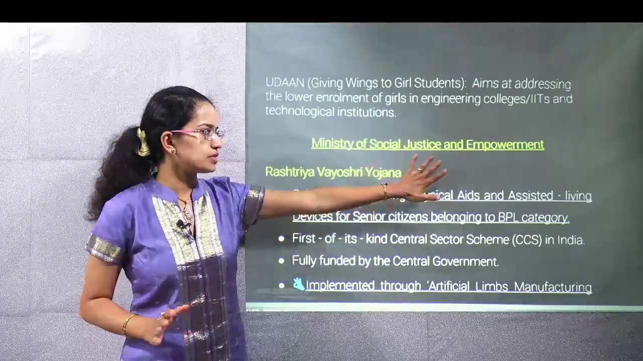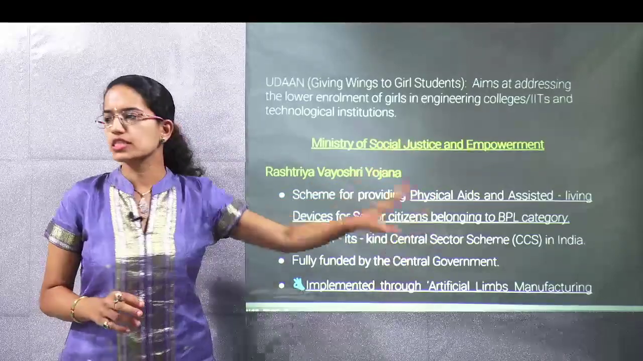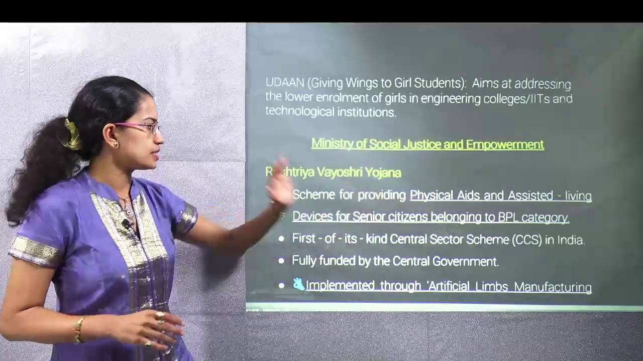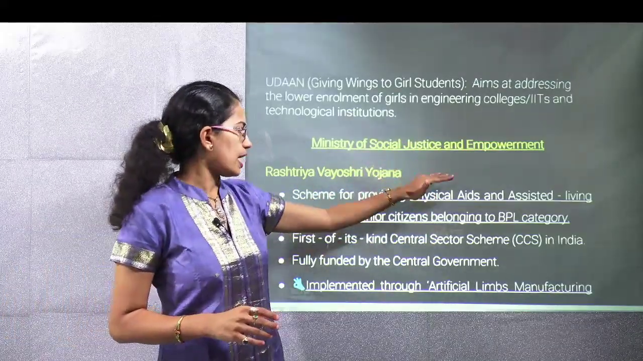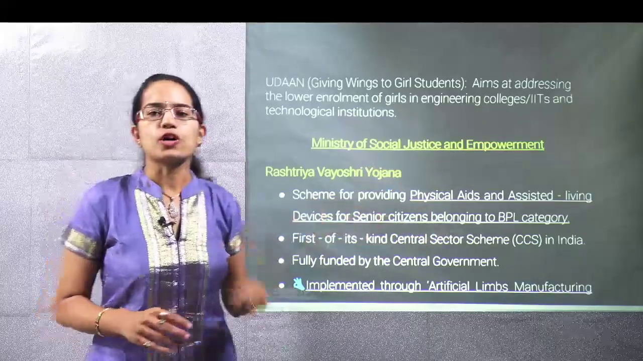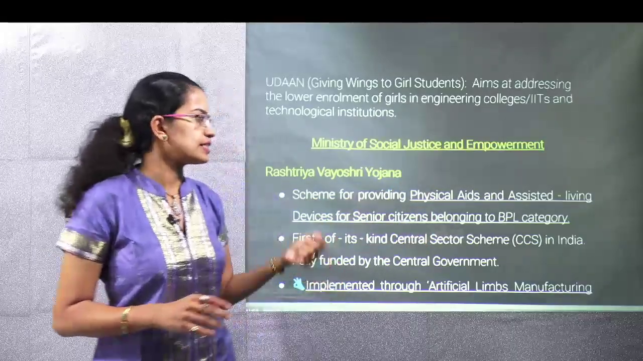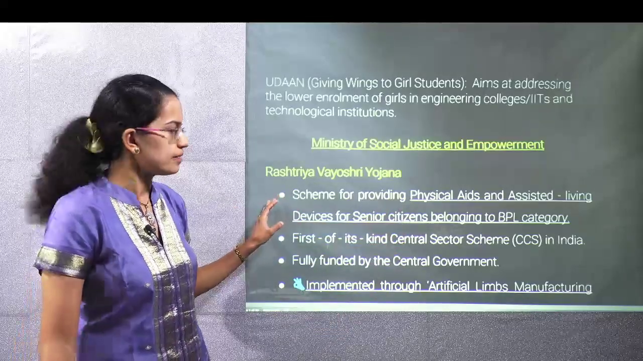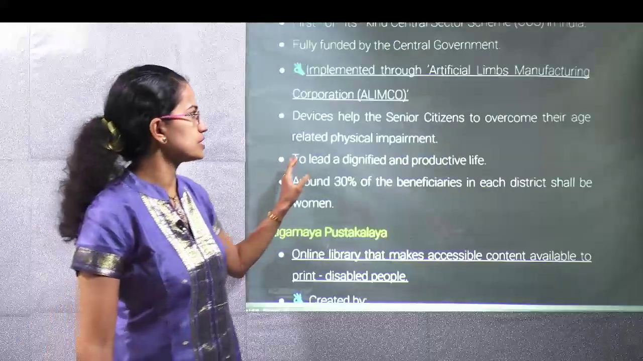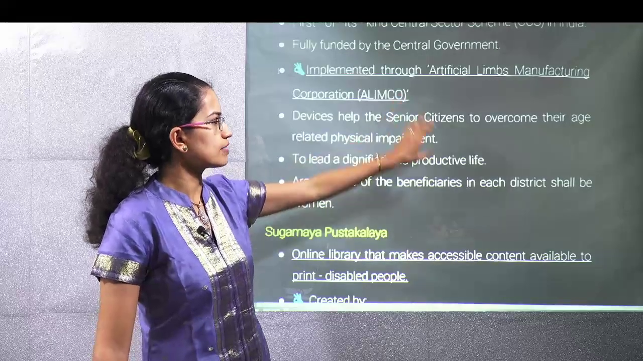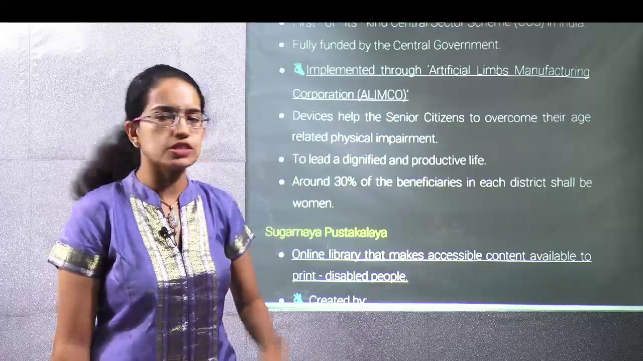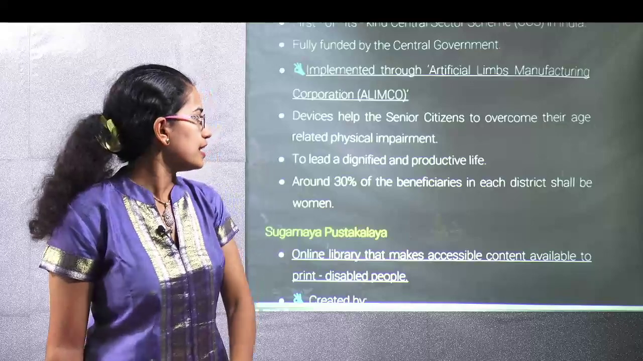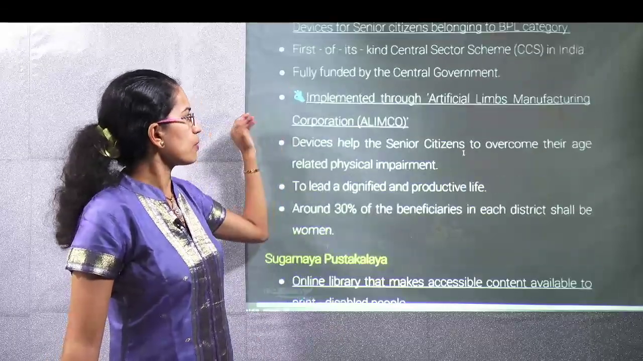Coming to the first ministry, that's the Ministry of Social Justice and Empowerment. In this ministry, firstly we'll talk about the Rashtriya Vayoshri Yojana, which provides physical aids and assistance for senior citizens. Who implemented it is an important question. It has been implemented through the Artificial Limb Manufacturing Corporation, also known as ALIMCO. So that's again very important.